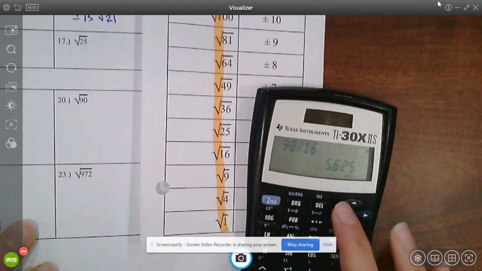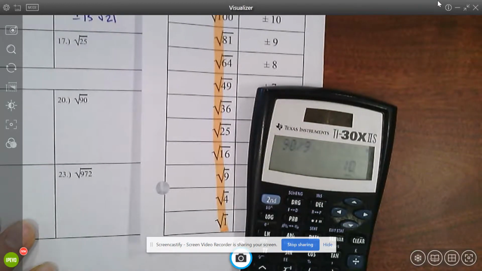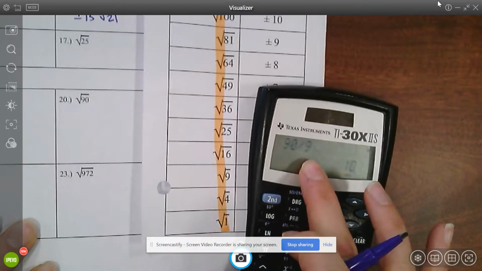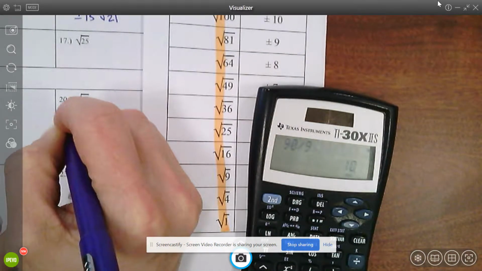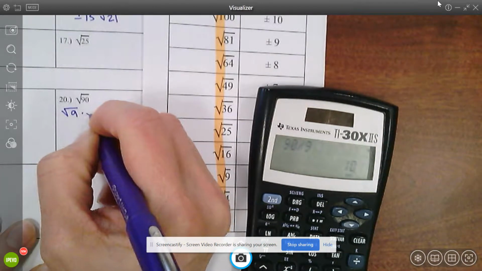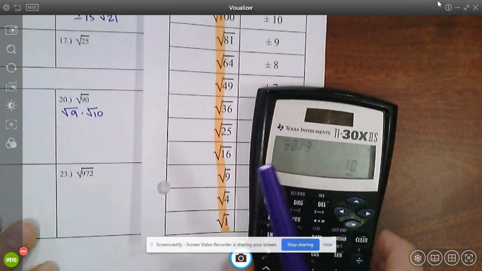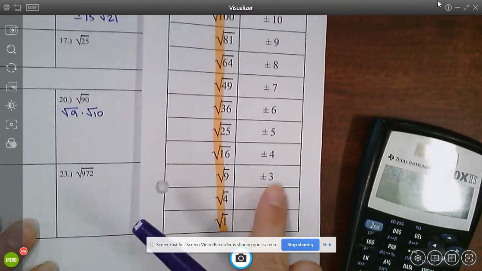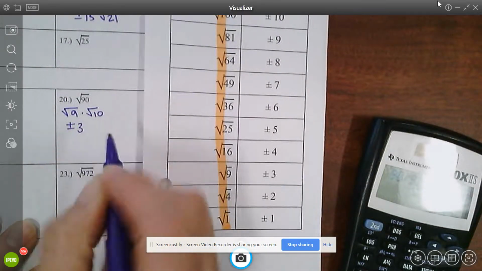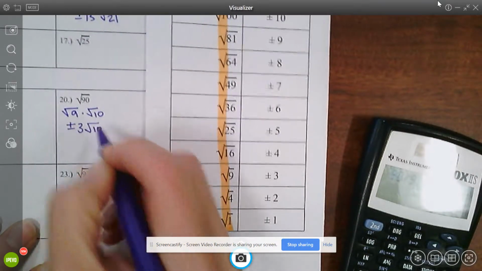16, decimal. 9. Oh, I get 10. So 9 is the largest perfect square that goes into 90. So I'm going to write the square root of 9 times my leftover, which is 10, radical 10. I'll look on my bookmark and I see that the square root of 9 is plus and minus 3. So I'll write that here. Square root of 10 is not on my list, so I just put it next to the 3.